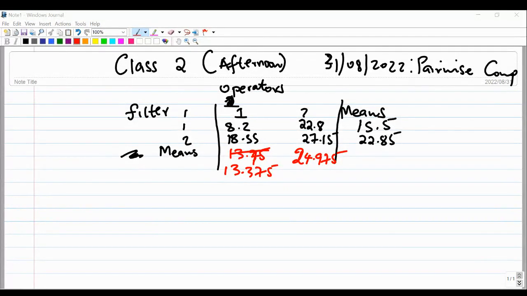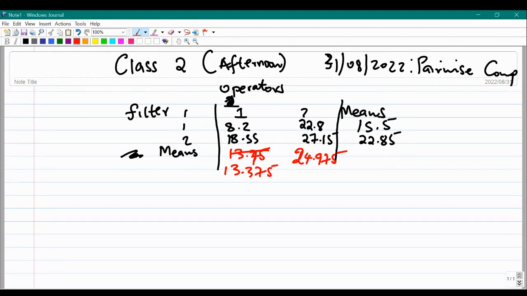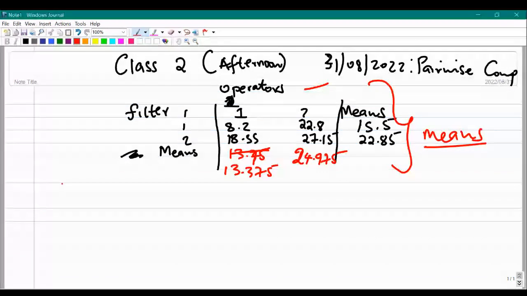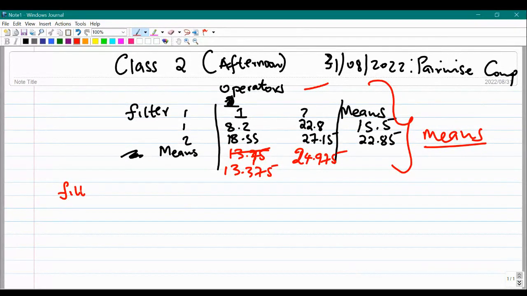So let's understand one thing here. The given table indicates the means, right? So everything that we see here is a mean. So what will I need? Which one is your treatment? Filter is the treatment. And then operator is the block.